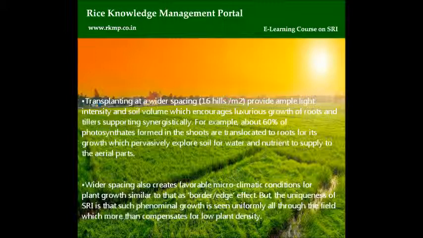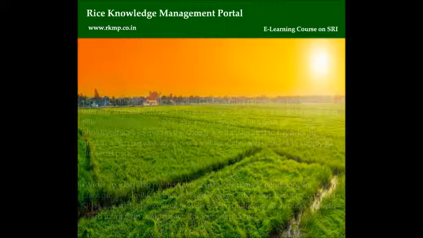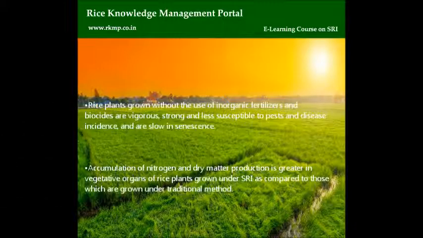Wider spacing also creates favorable microclimatic conditions for plant growth, similar to the border edge effect. But the uniqueness of SRI is that such phenomenal growth is seen uniformly all through the field, which more than compensates for low plant density. Rice plants grown without the use of inorganic fertilizers and biocides are vigorous, strong, and less susceptible to pests and disease incidence, and are slow in senescence.